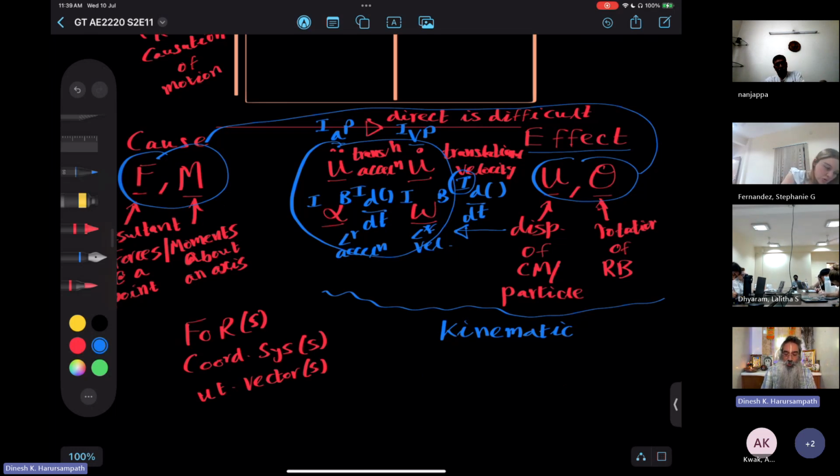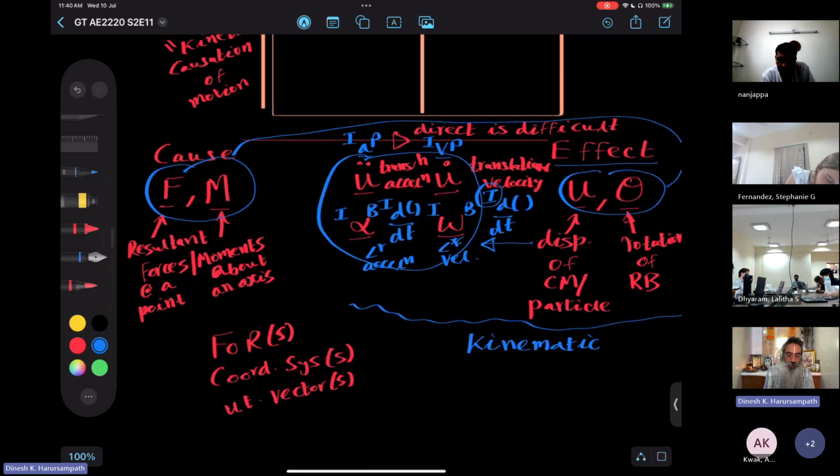Now, that is not sufficient, right? Now that we have come to u double dot or alpha and a, now we have these translational accelerations and rotational or angular accelerations. We have to relate that to F and M. Already you're familiar with relating the force to the acceleration.